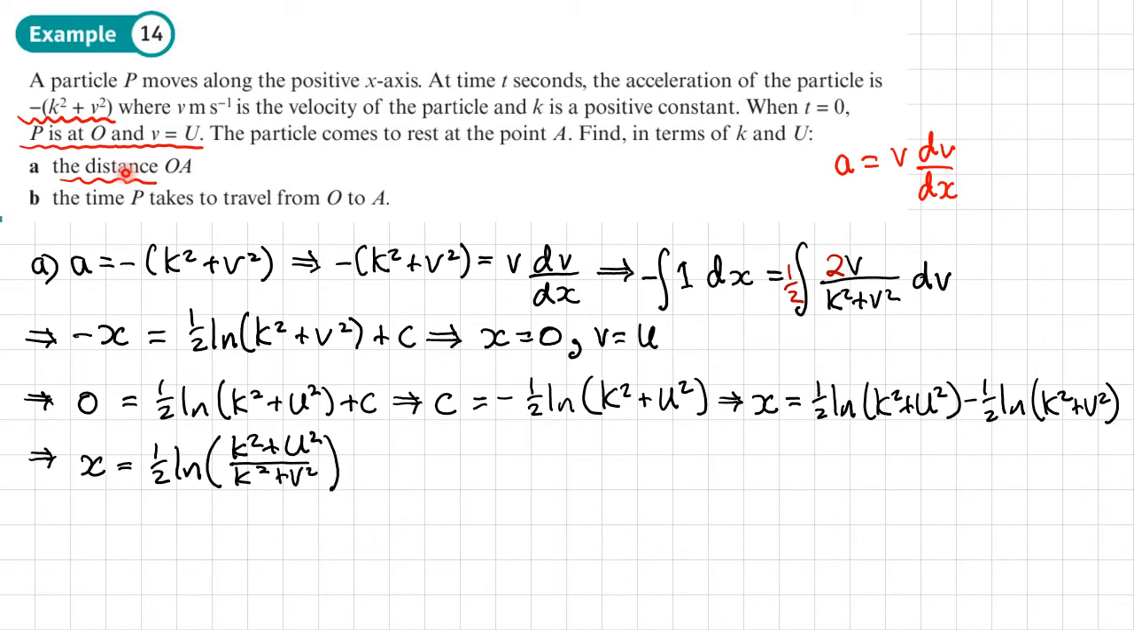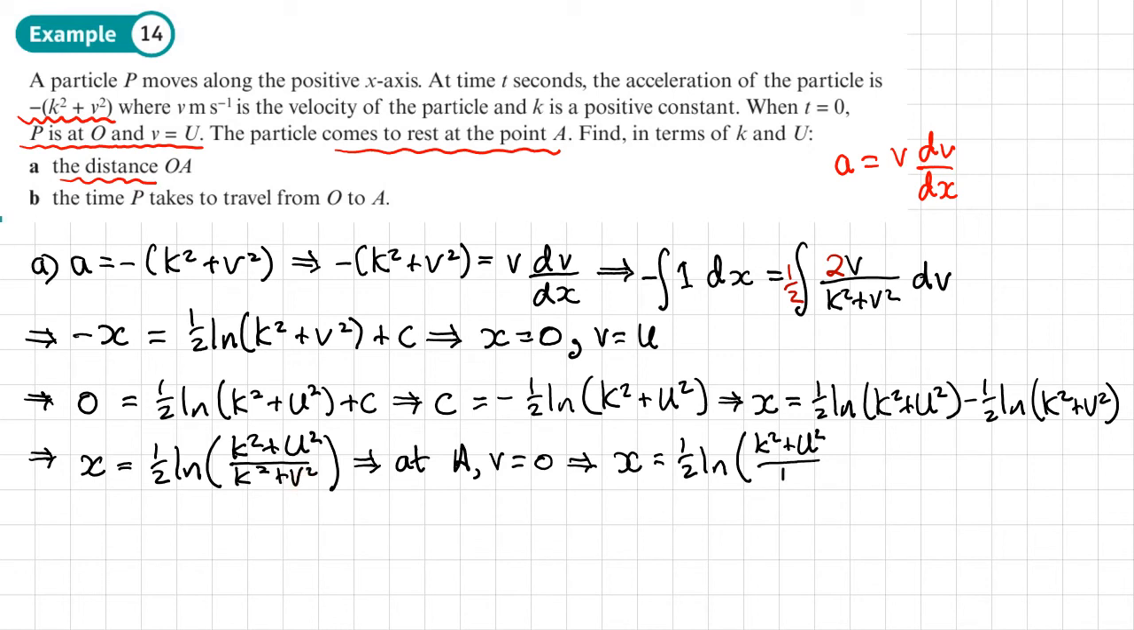And we want to find the distance OA. So what happens at A? It says it comes to rest. Particle comes to rest at point A. So we'll just write down at A, v is equal to 0 because it comes to rest. So all we need to do is now put 0 into our expression. So it's half log of k squared plus u squared, and then this is just going to be 0, so we're just left with k squared at the bottom there. So that represents the distance OA.